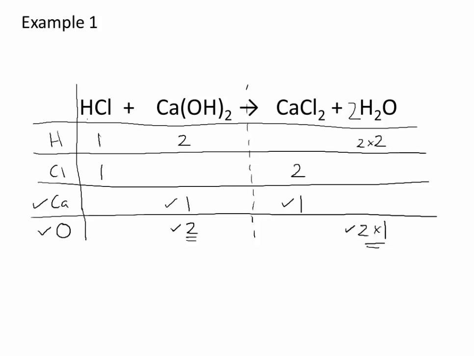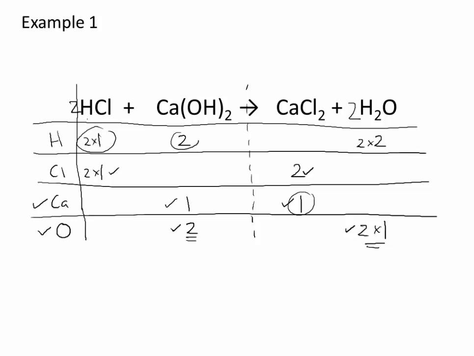Now next, since you balanced the calcium already, this chloride here cannot change. Okay, let's look at the other side. I need 2 on the other side, so it's times 2. I put 2 in front of the HCl. It's balanced. Then you check.